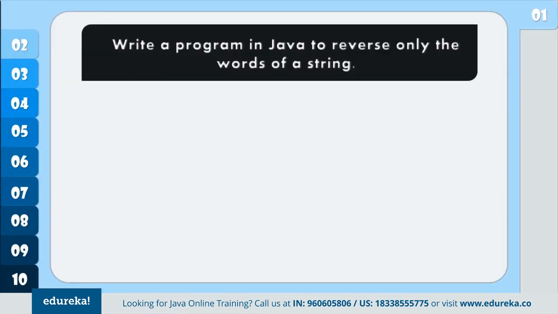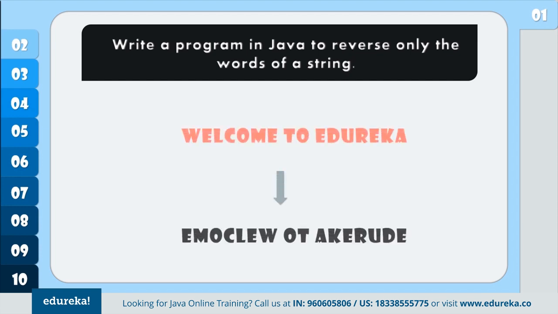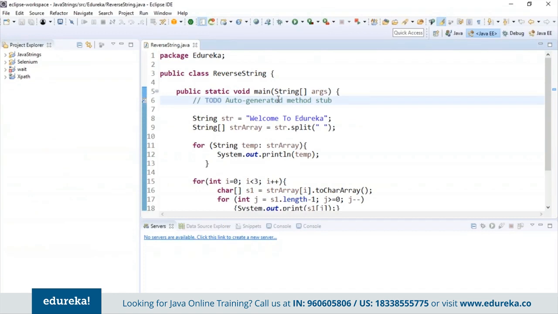First one, the problem statement for the first program goes like this. It says, write a program in Java to reverse only the words of a string. Suppose you have a statement like "welcome to Edureka". In this, you just have to reverse the words, but the sentence should remain the same. Let's see how to do this. Let's take a look at the code.